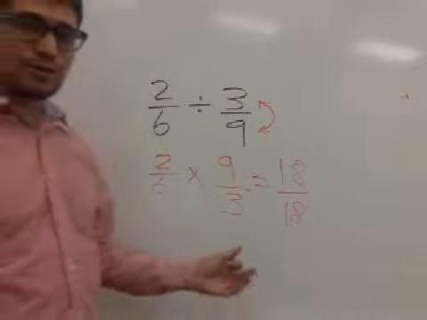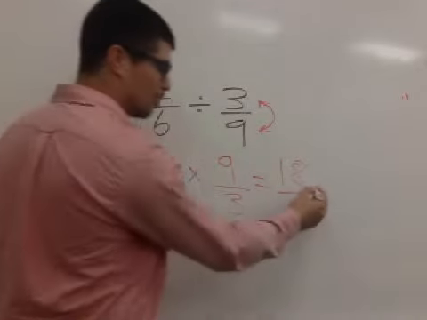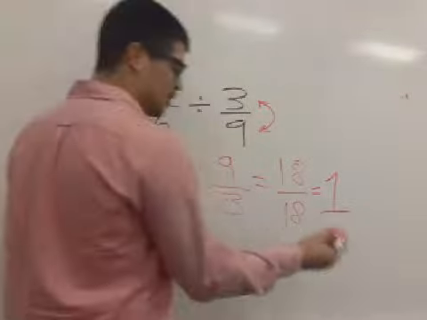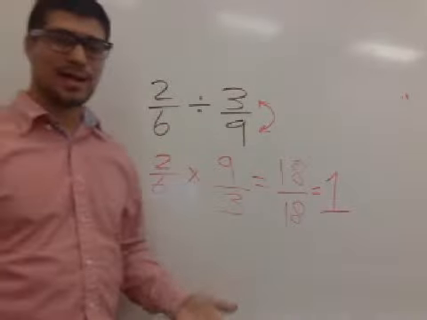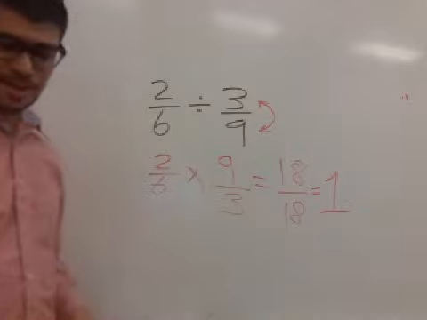Some of you took it a step further. You know that the number at the top, 18, is the same as the number at the bottom, so that would equal 1 whole. But that is your answer. Write it down. Pause it if you need a second, and go ahead and start writing that down.